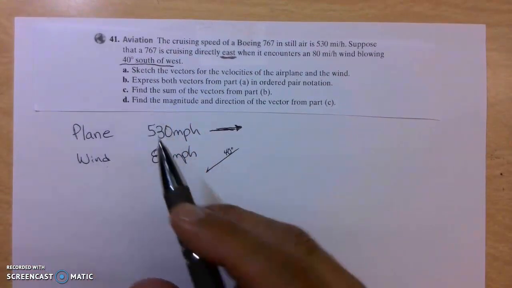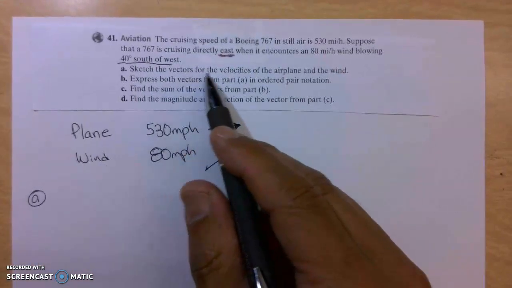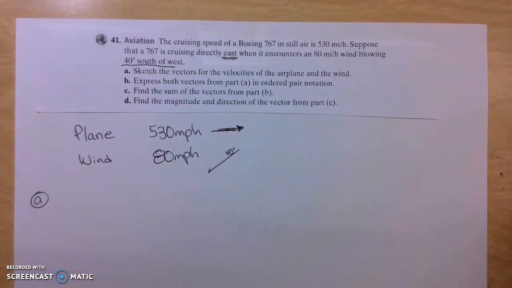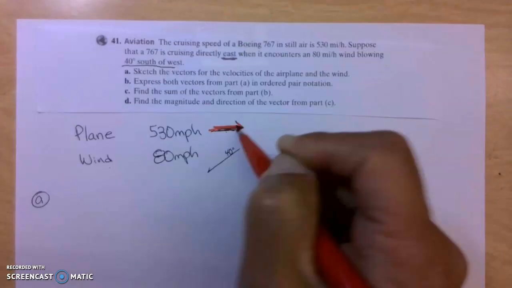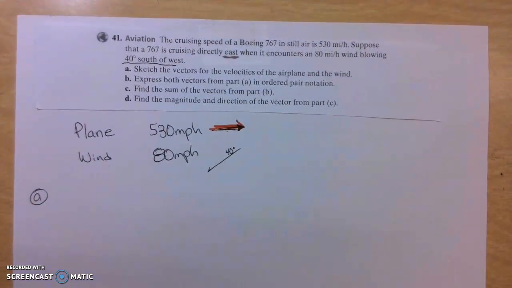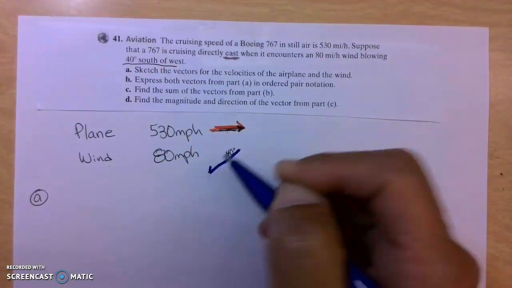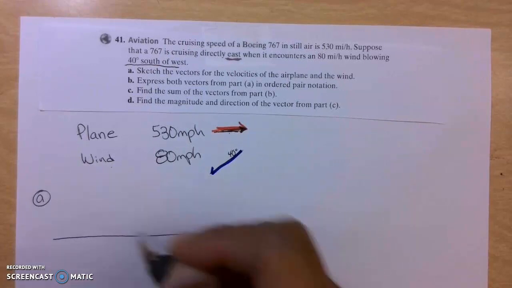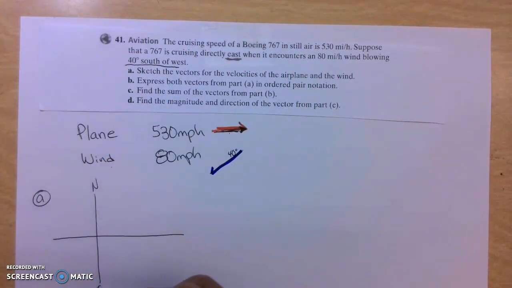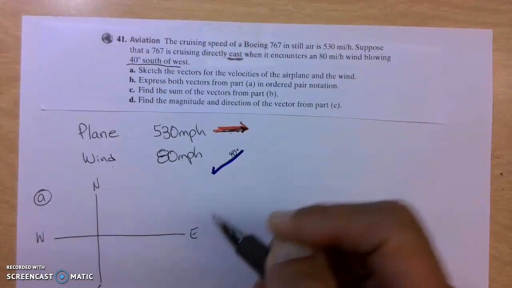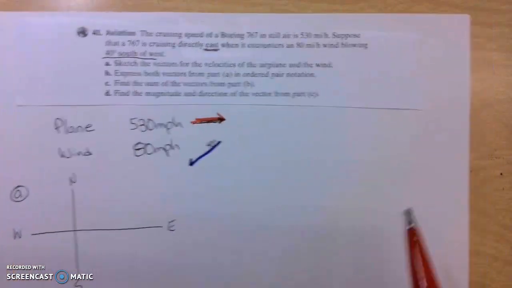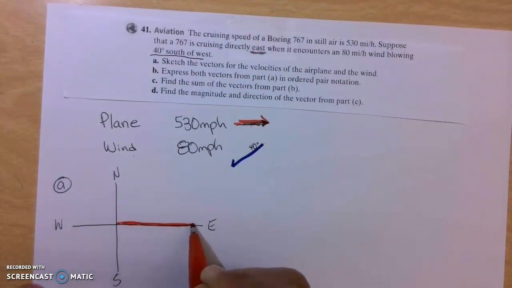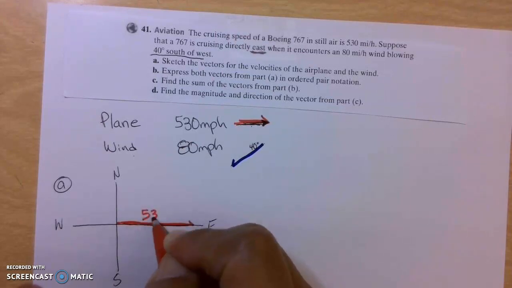Okay, letter A. They want us to sketch the vectors. So there's two vectors, the airplane and the wind. I'll use two colors here: red for the airplane, and blue for the wind. We're going to just sketch them. Part A. North, south, west, east. The airplane is easy to do. This one is simply a red line going east. The magnitude of this vector is 530 miles per hour.